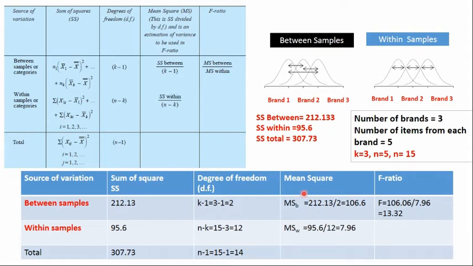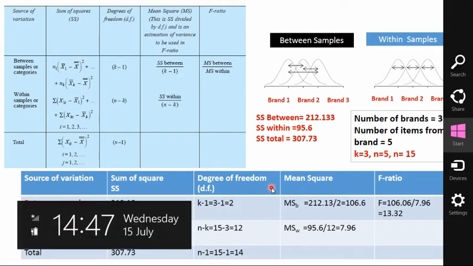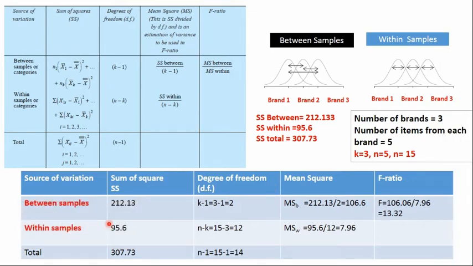Now, how to calculate mean square? There is a simple way to check the mean square. 212.3 divided by 2, this is the mean square, 106.6, and 95.6 divided by 12, 7.96. When I divide mean square between by mean square within, I will get the F ratio. On the basis of this F ratio, we will take the decision.